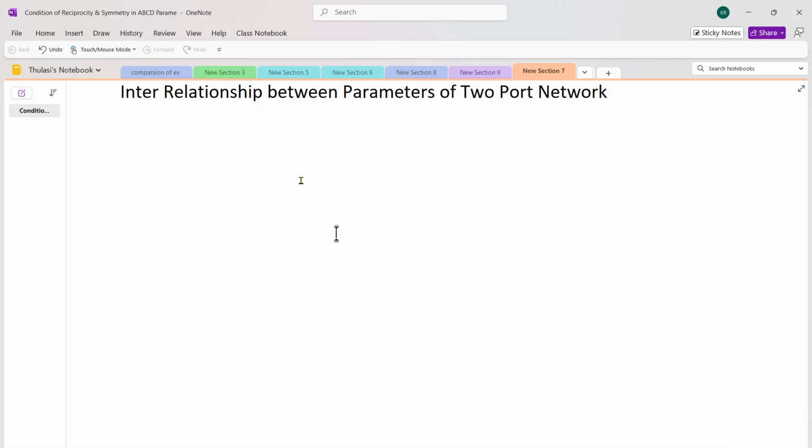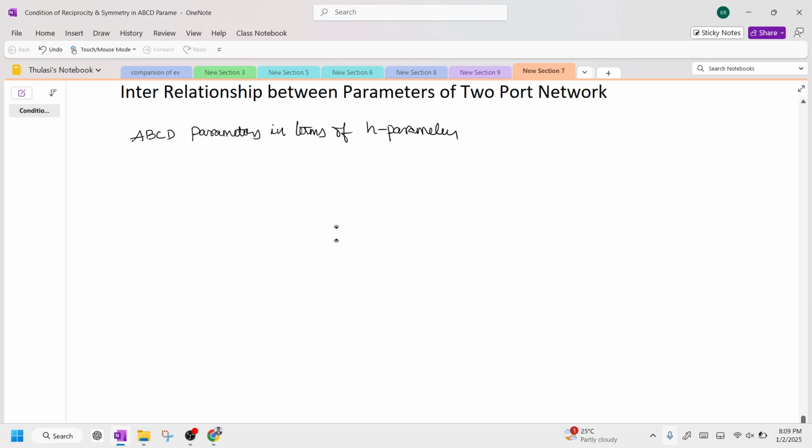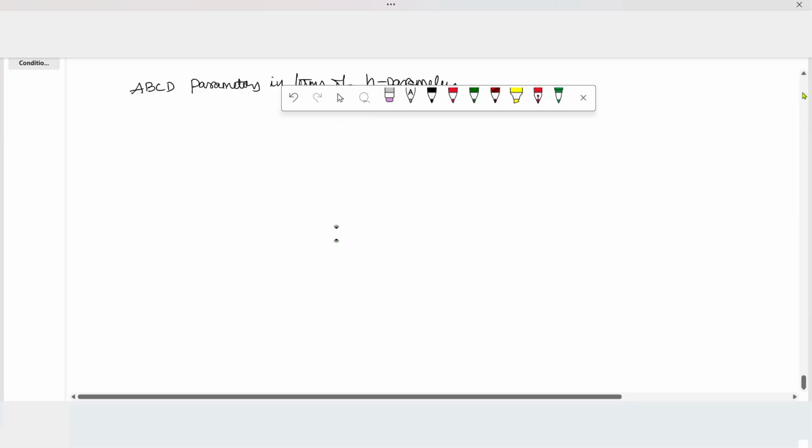Today we are going to discuss the interrelationships between two-port networks. So now we are going to perform the derivation for ABCD parameters in terms of H parameters. This is a very important derivation of conversion. Okay, so let us try to see individually, we can understand better.